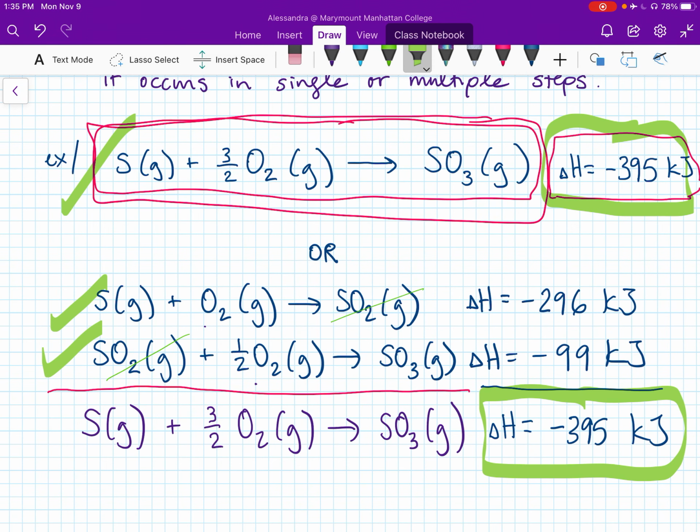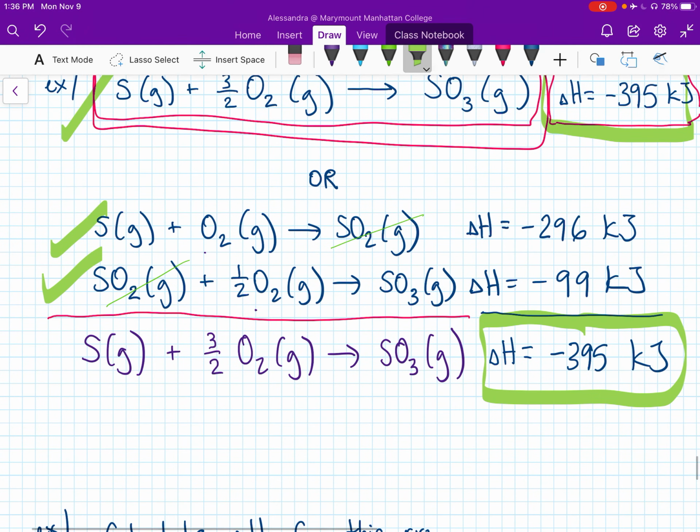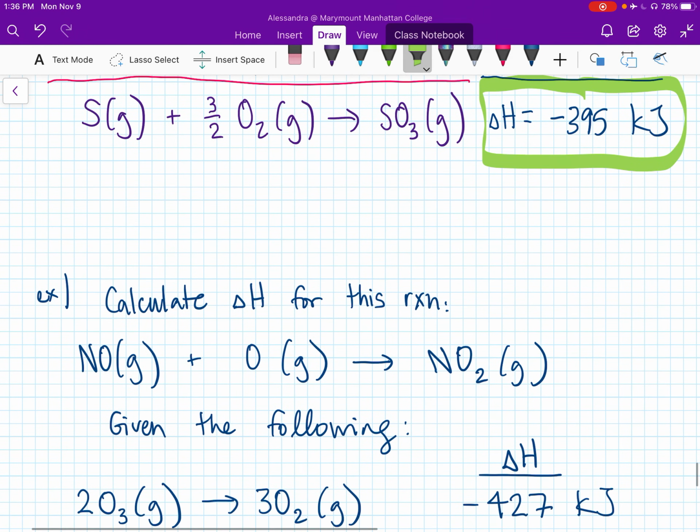So this is really a function of the fact that delta H is a state function. All we care about is the difference between the final state and the initial state. The number of steps we take to get from the initial state to the final state does not matter. Okay, so we could do this in one step, or we could do it in 50 steps. The delta H should be the same for the change. Let's do another Hess's law example.